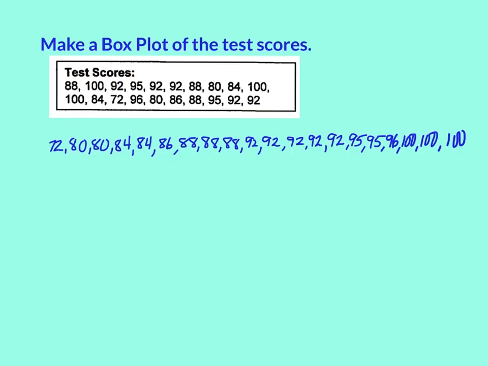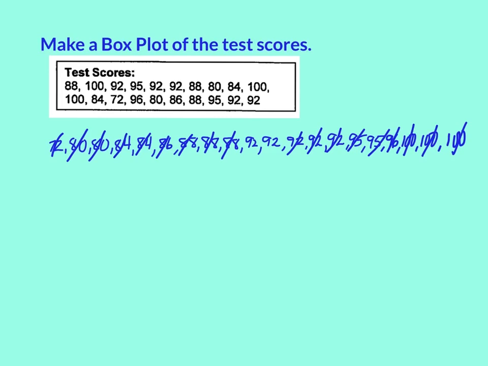Making a box plot helps you see the distribution of scores. The scores listed here are from a recent test, so let's make a box plot. The first thing you have to do is put your scores in order from least to greatest. Once the data is in order, you can cross off high and low pairs until you come to the median of the data.